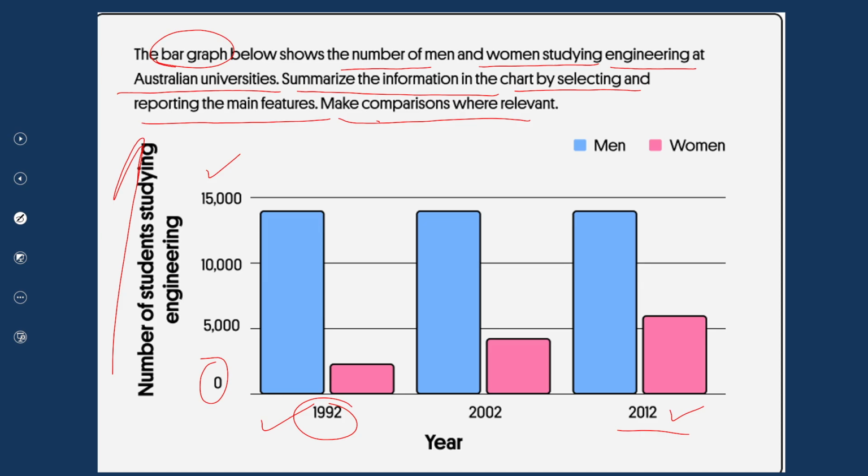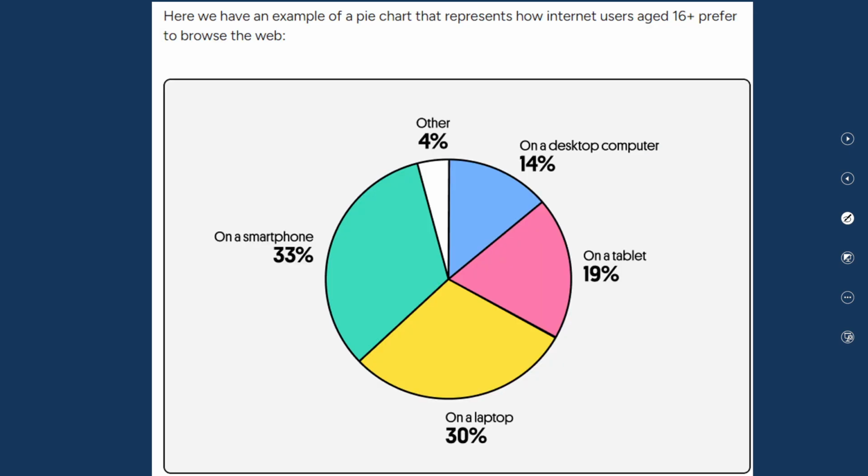So men are represented by the color blue and women by the color pink. And you have noticed very evidently and clearly that the study of engineering is dominated by men over here. However, the women are also increasing, but there is a huge difference. So you can get your information from this bar graph.